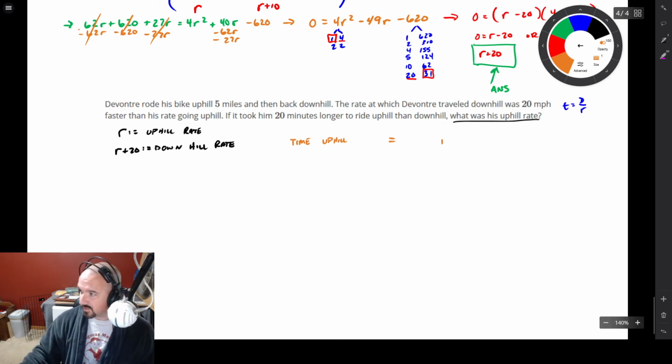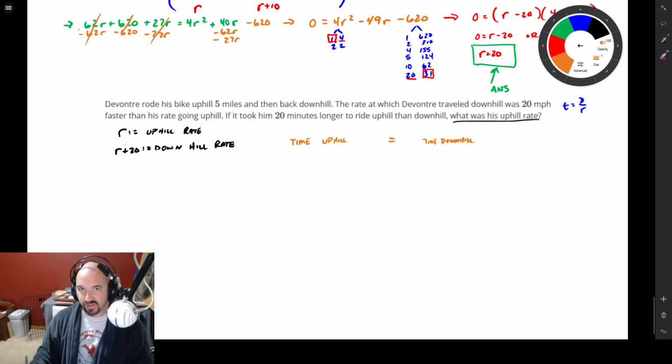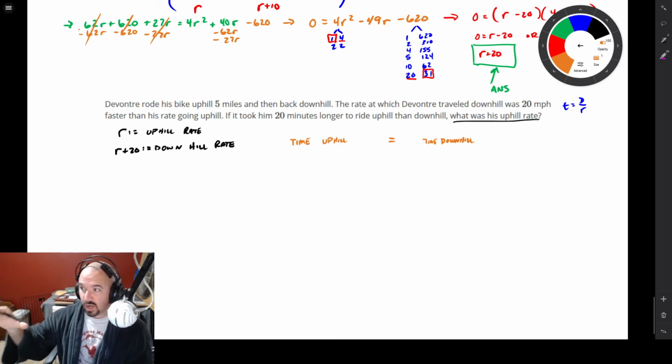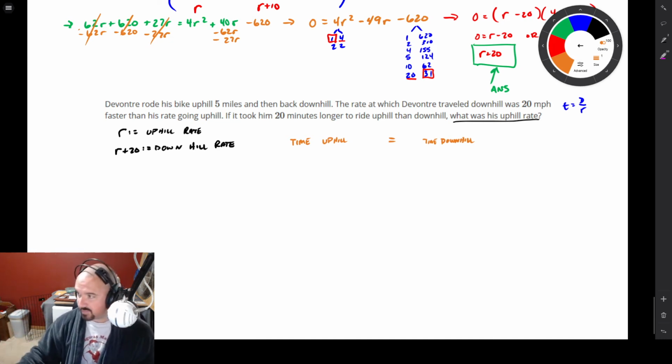So if I put the downhill time here, time downhill, then I have to find out where the 20 minutes fits, and then we're going to have to change it on top of that. So bear with me on that. But we're going to get the 20 minutes in there first, and then we'll deal with the issue. So I spent longer uphill. That means in order to make them equal, I need more time downhill. So I have to add my 20 minutes to the downhill side.